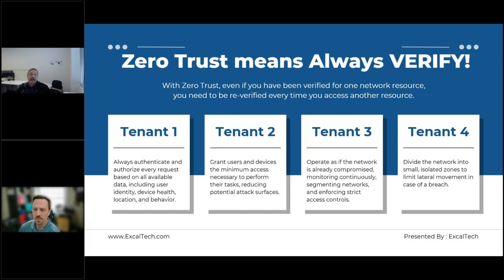By enforcing these 4 tenets, Zero Trust strengthens security, minimizes risk, and ensures that you're better prepared for cyber threats that are occurring every day. Adopting this approach alongside immutable backups creates a resilient cybersecurity strategy protecting both access and data integrity. Next slide.